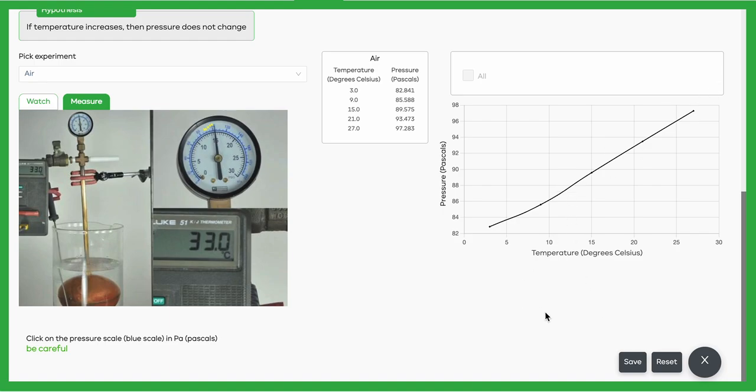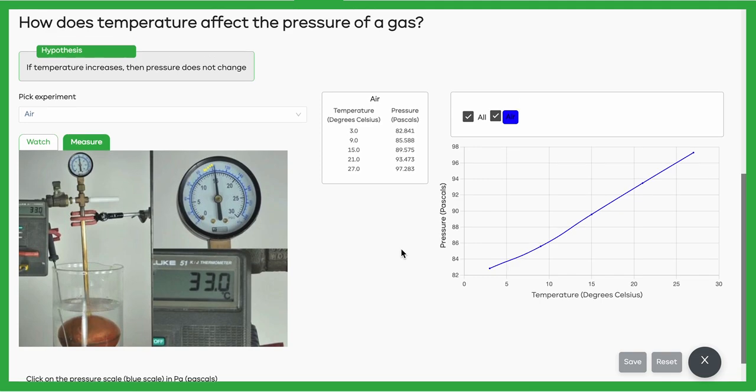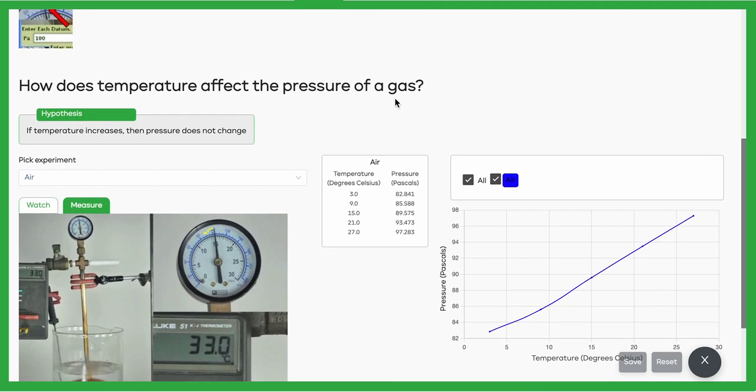And as you're measuring, if you like your set of data and you're finished with a set, you can go ahead and press save. That'll put it up in your list with a color. Once you've got several of these graphs, you can use the all button to compare them. And if you're measuring and you don't like your results, you can always reset and start over again. Try to figure out how temperature and pressure are related for gases in this smart science lab.